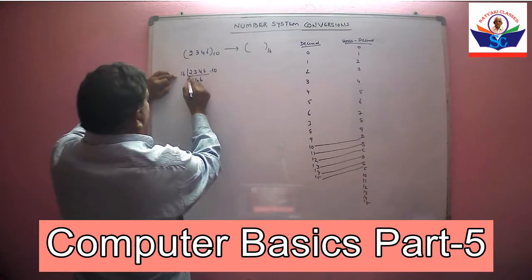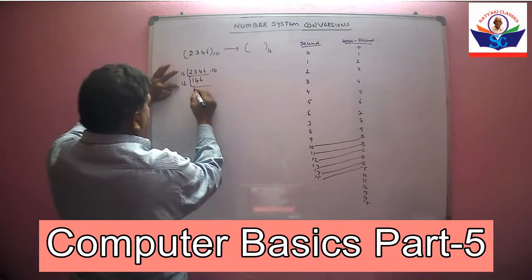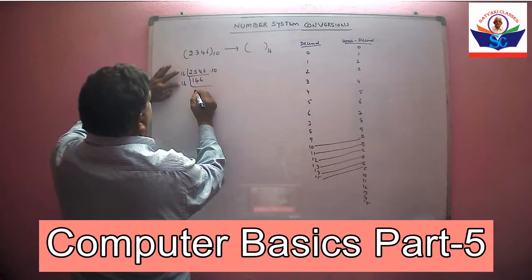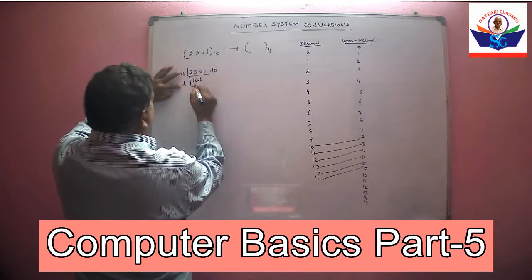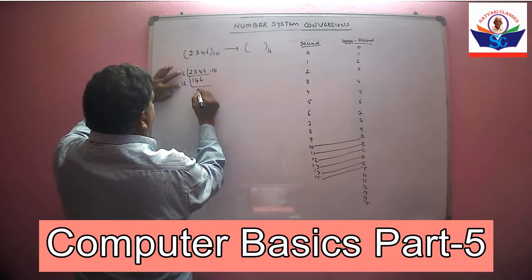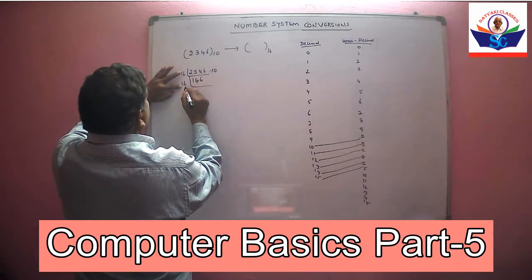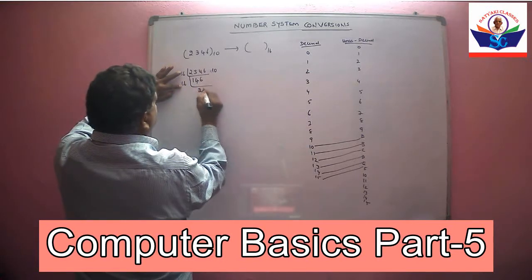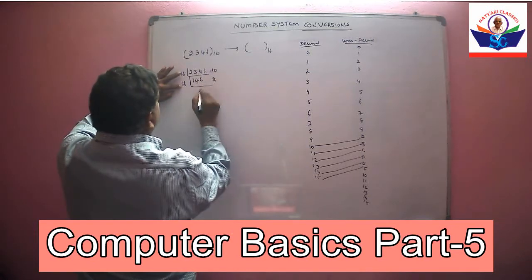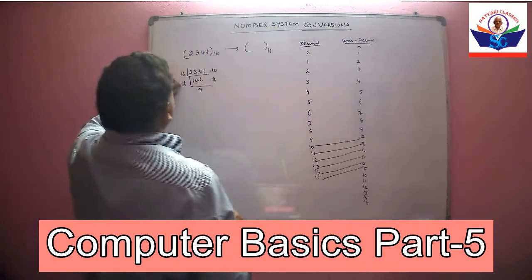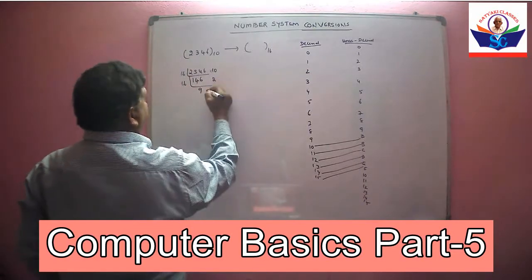Okay. Now 16 again. 16 eights are 128. 16 nines are 144. Remainder is 2. For 144, remainder is 9.